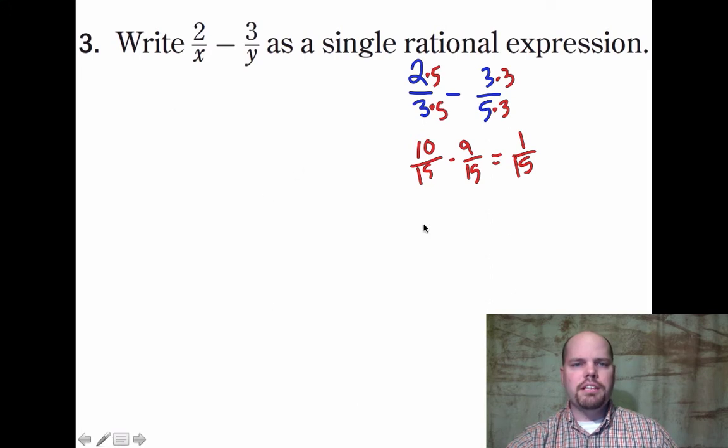So that same idea applies here. We need a common denominator because x and y are not the same denominator. So the same rule applies. We're just going to get a common denominator, 2 over x minus 3 over y.